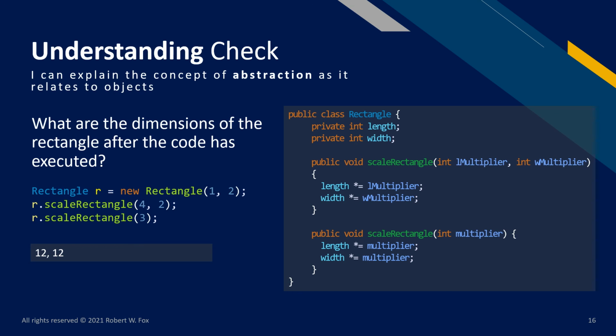After the code executes, the length and width of the rectangle is 12, and it works this way because when we call the scale rectangle method the first time, we send it 2 parameters, so it calls the first version of the method and multiplies the length by 4 and the width by 2. The second time we call scale rectangle, we only send one parameter, so it calls this overloaded one and multiplies both the length and width by 3.